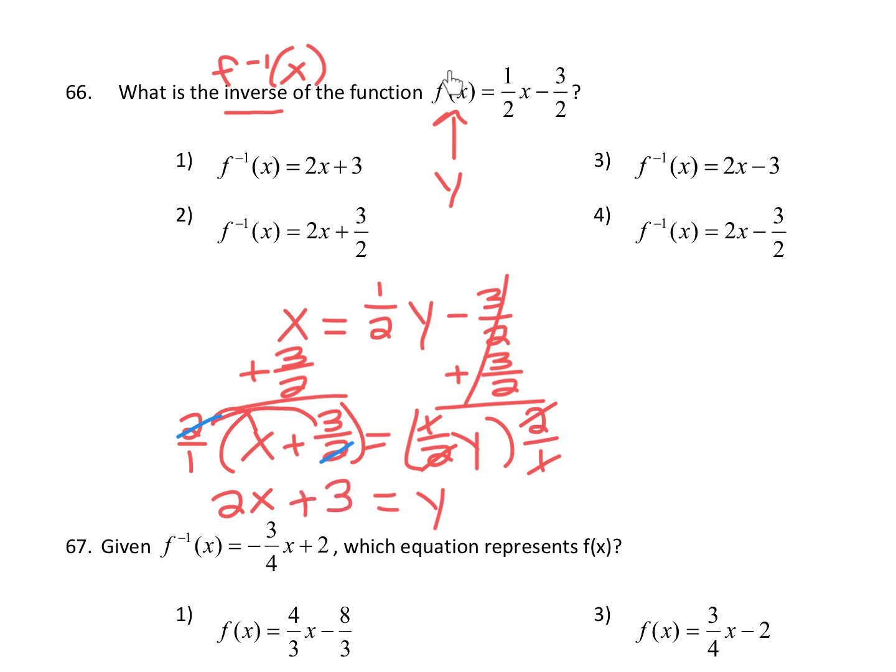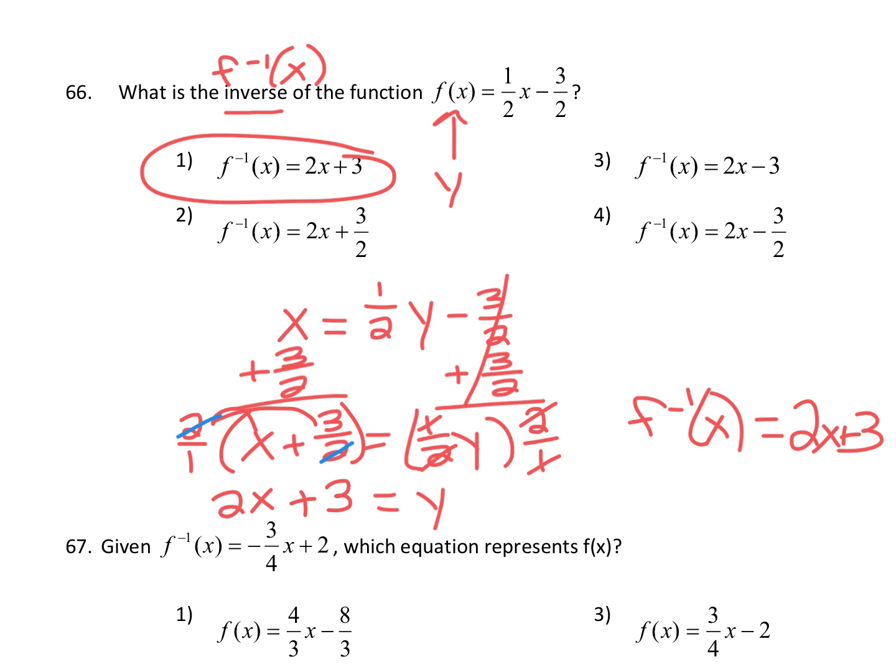Now, since this started in function notation as f of x, we need to change this back to function notation, but I'm not going to write f of x. Doesn't this represent the inverse? And didn't we say this is the symbol we use for the inverse? So I can rewrite this over here as f inverse of x equals 2x plus 3, which matches up with choice 1.